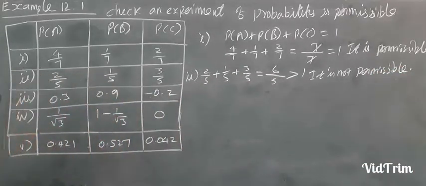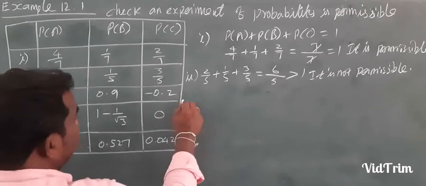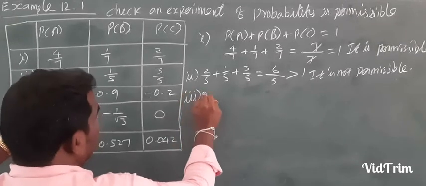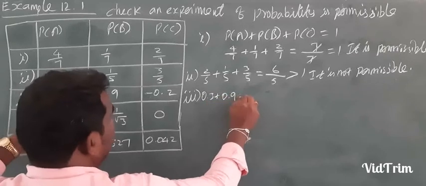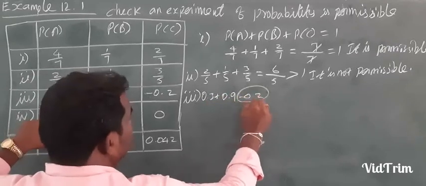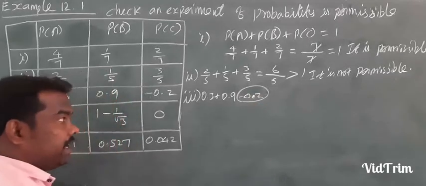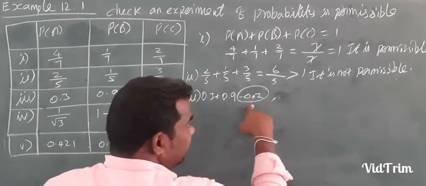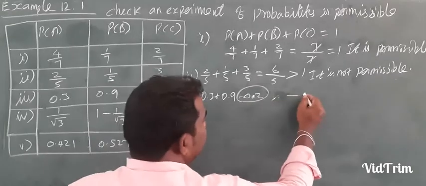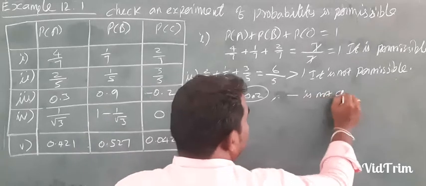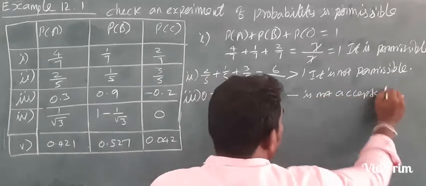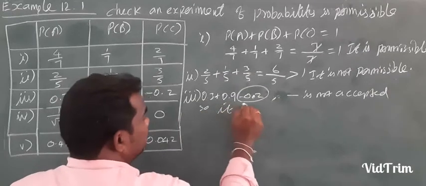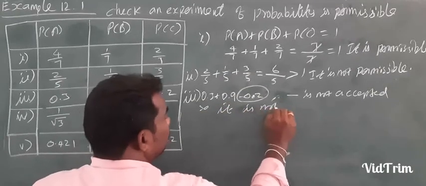The next one, the third: 0.3 plus 0.9 minus 0.2 ... minus 0.2. There is a negative value, so it is not permissible, because a negative value is not accepted.